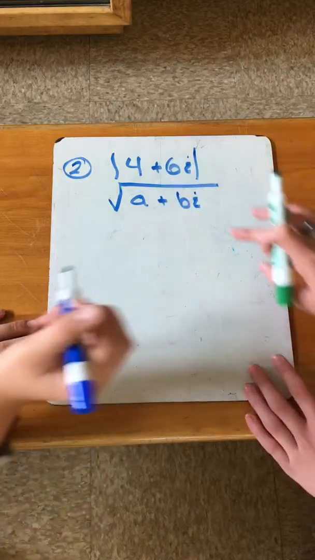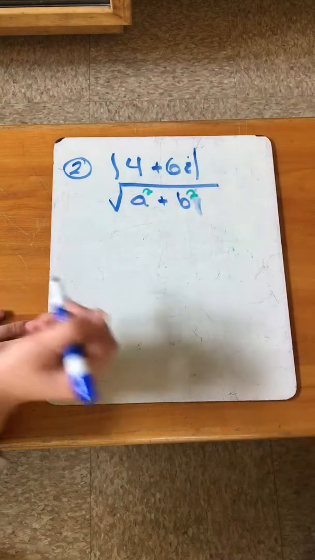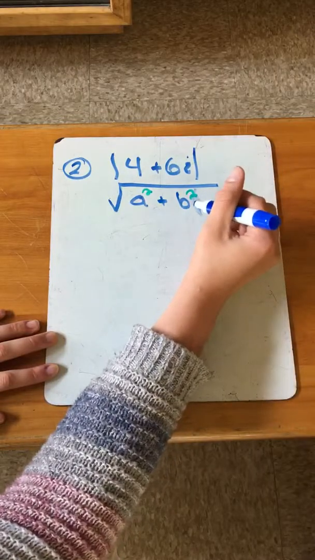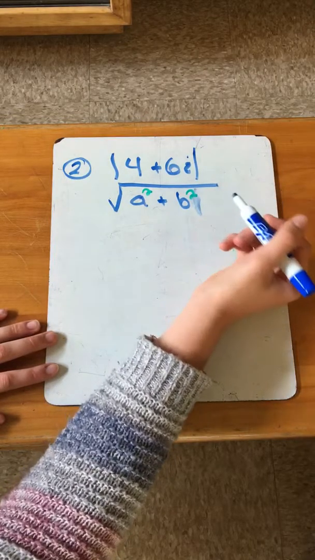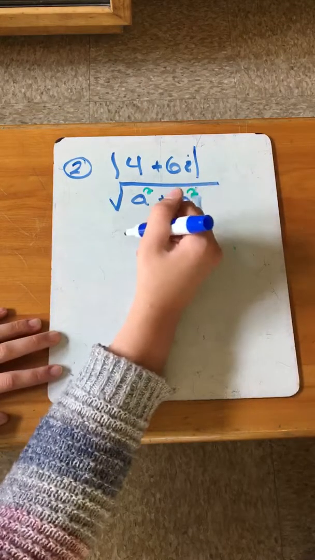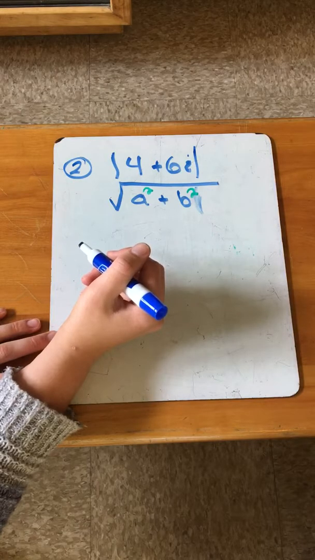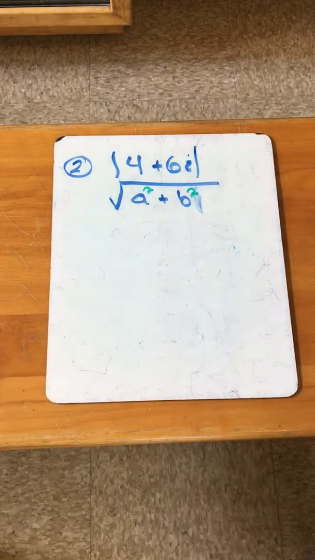Now that may have been wrong. Don't do that on the quiz. It's a squared plus b squared. I feel like we should start over.